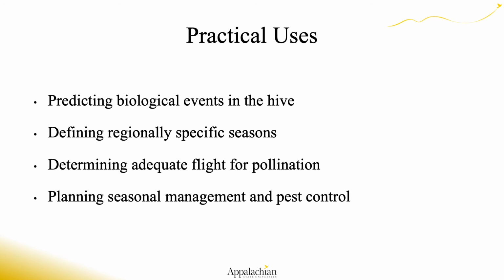Some examples include: 1. Predicting what is happening inside the hive. Things like predicting first egg laying, or first appearance of drones, or opportunities for cleansing flights, and more. 2. More precisely defining seasons and identifying when the seasons change, from a bee's perspective, of course. 3. Determining when adequate pollination of crops has been achieved. And 4. Improved planning for seasonal management and pest control, so timings and tasks are more efficient and effective.